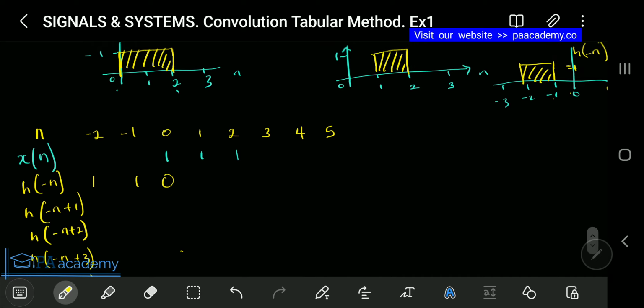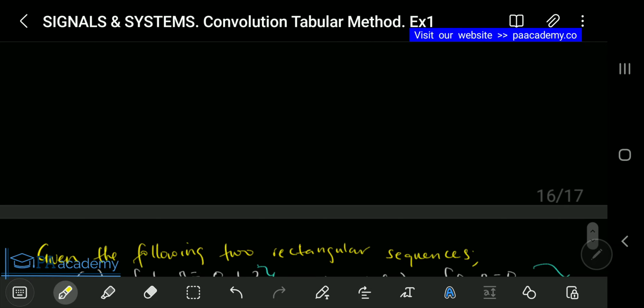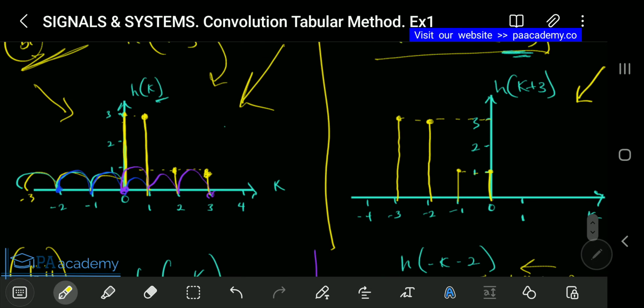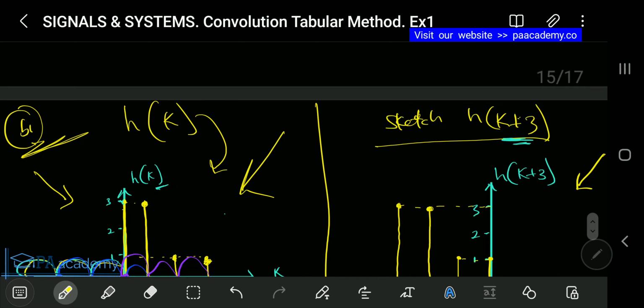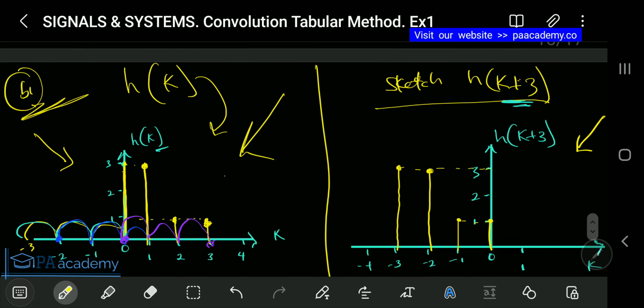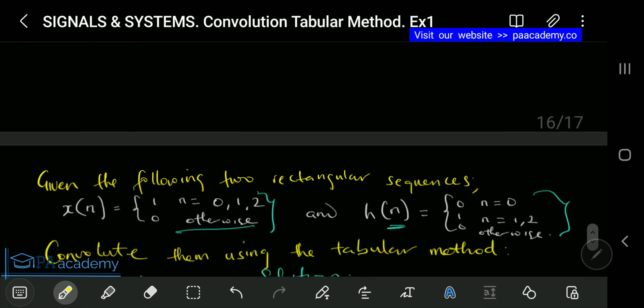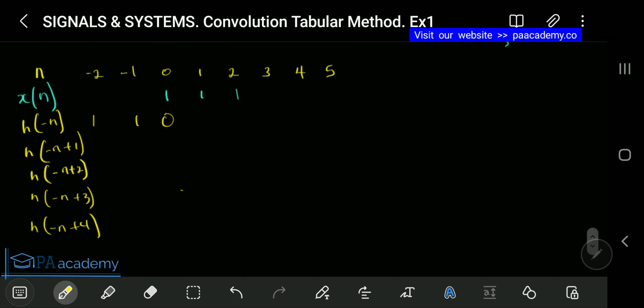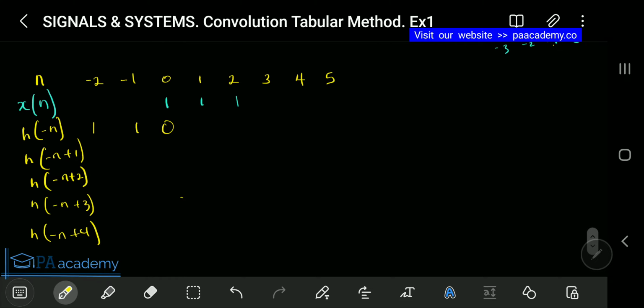Now, in the previous videos that we did, when we looked at this particular example, I explained how to shift a mirrored signal. So I won't be going too much into it in this particular one.